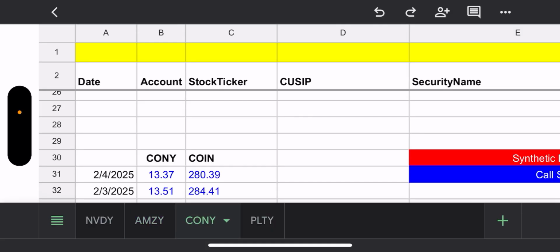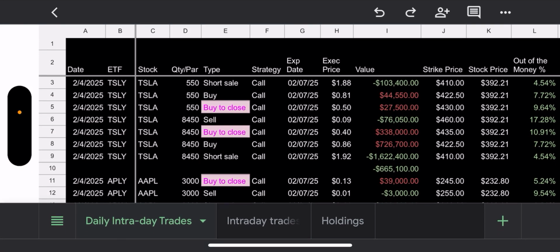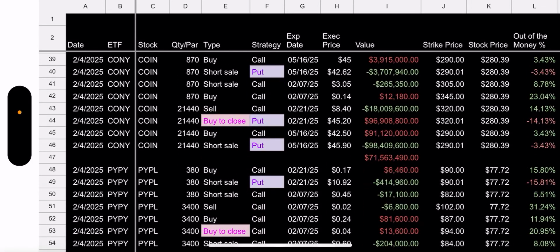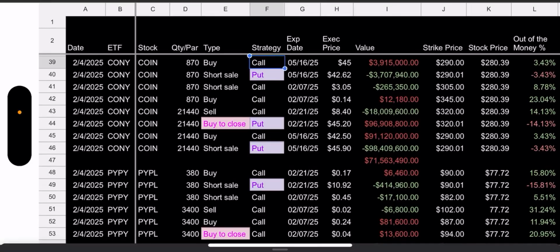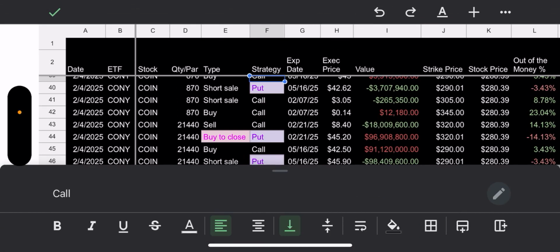What about CONY? CONY definitely had a trade, I think. Way too many trades, man. This is out of control. All right, what did CONY do? Buy call, sell put. So they added to a synthetic. I'm trying to click, but it's annoying because see how the bottom comes up. They sold the call for this week, 305, 8.78% out of the money. Is that smart? We'll see.